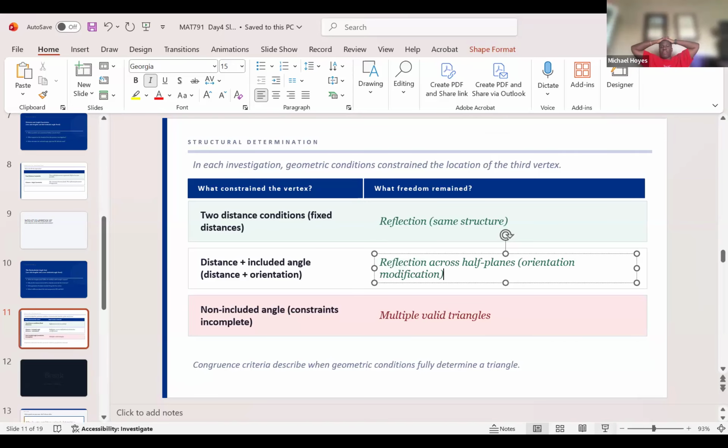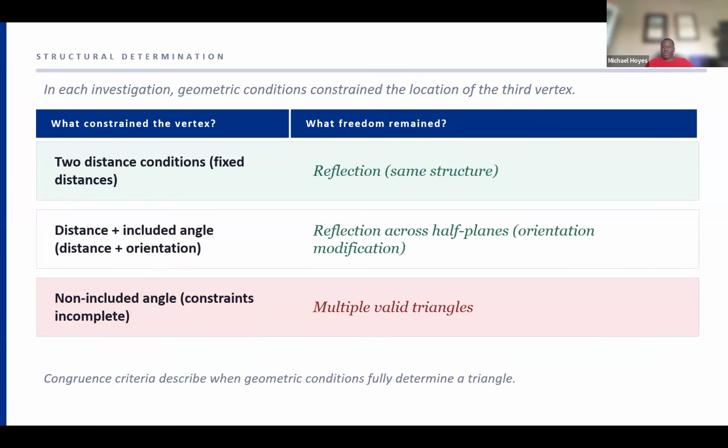So we think about the fact that we can look across our half planes and change the orientation, which does differ from what I have written on here, that distance and orientation are fixed ideas.